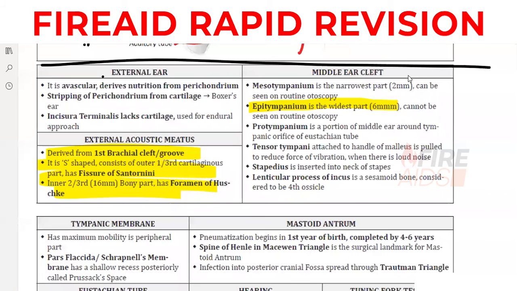The second important point is the tensor tympani. It is attached to the handle of the malleus. This is pulled to reduce the force of vibration. Whenever there is a loud noise, this tensor tympani is going to act. Then the stapedius is inserted to the neck of the stapes. You need to know which muscle is attached to what. The stapedius is inserted to the neck of the stapes.